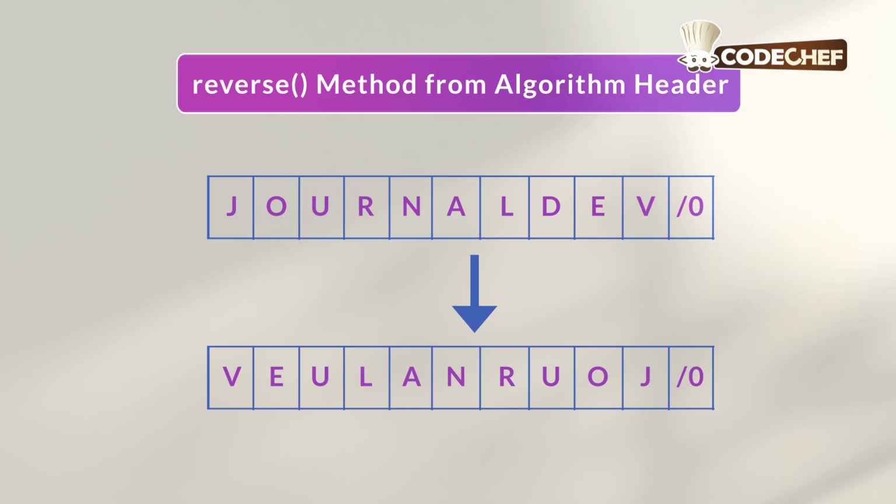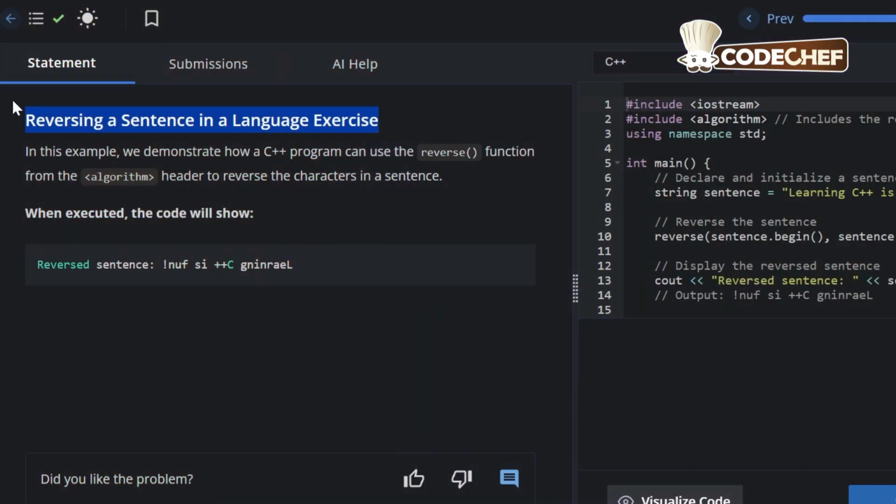The program objective is reversing a sentence in a language exercise, and this is the expected output, reversed sentence colon, and here we can see the sentence is reversed. Generally, we start the sentence with a capital letter word, which is here, and we end it with a punctuation mark, which we can see at the beginning of the statement. So it is a reversed statement, which is expected in the output.